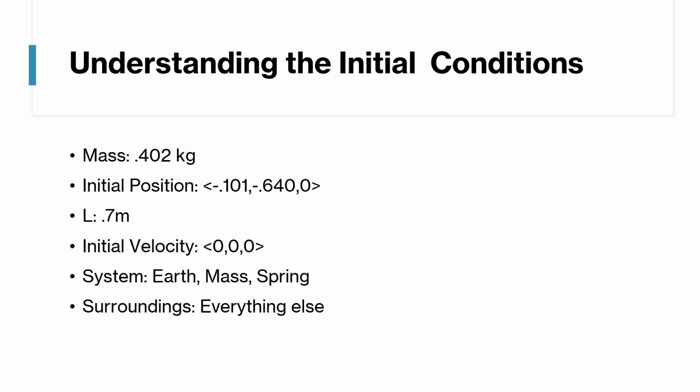For the initial mass, we have 0.402 kilograms. Along with this, we have the initial position of negative 0.101 in the x direction, and in the y direction, negative 0.640. Along with this, we have the length of 0.7 meters, no initial velocity, and our system is going to be the Earth, the mass, and the spring. Our surroundings for this is going to be everything else, which we will see has no work.